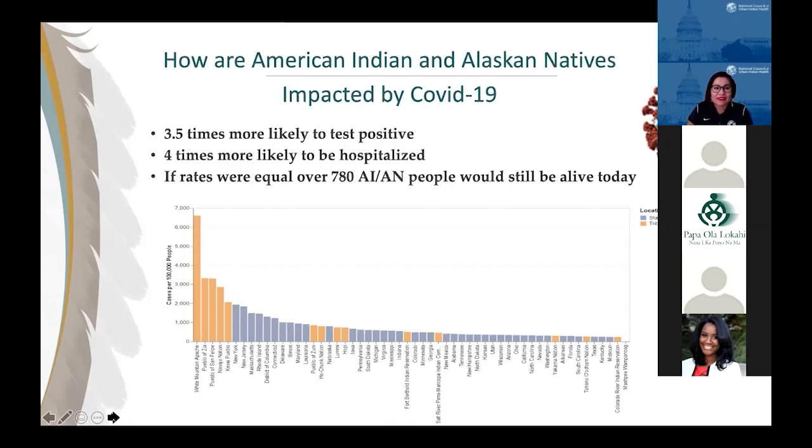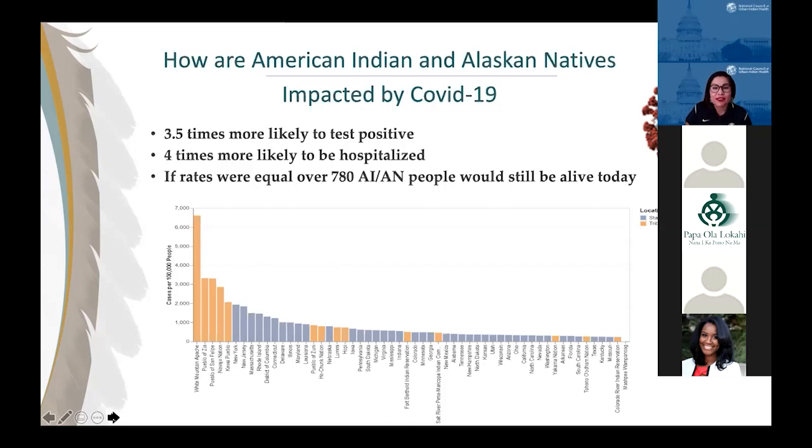The mortality rate listed there, in the third bullet point, states that if mortality rates were equal, over 780 American Indian and Alaska Native people would be alive today. That is old data. As of November 10th, 2020, if whites had died of COVID-19 at the same actual rate, about 21,200 Black, 10,000 Latino, 1,000 Indigenous, and 70 Pacific Islander Americans would still be alive. So those mortality rates show how we are disproportionately affected.